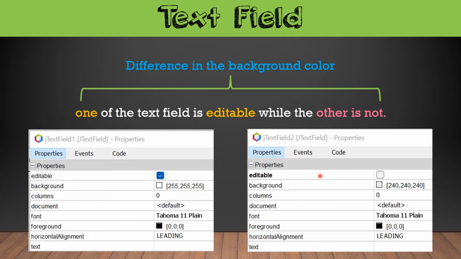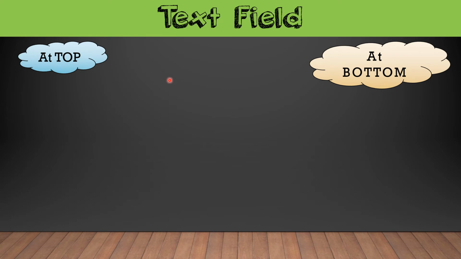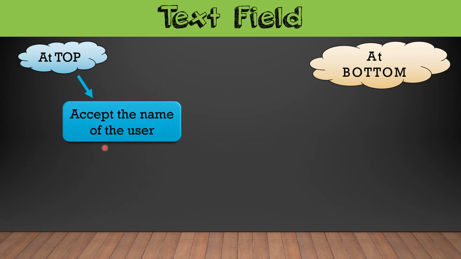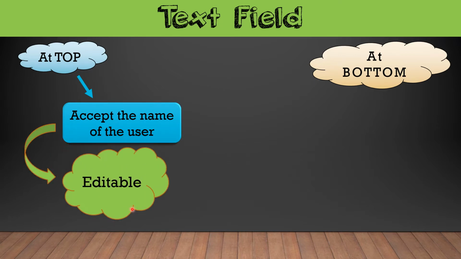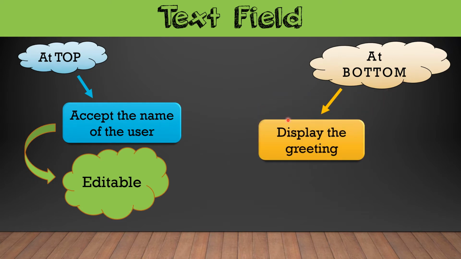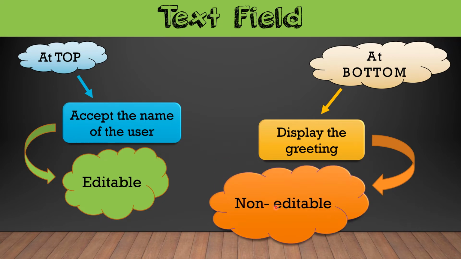So to indicate that it is not editable, it has the same background color as that of the design preview. The text field at the top will accept the name of the user. And since it has to accept something, means it has to accept the input, for this purpose we have set it as editable. Whereas the text field at the bottom has to display the greeting. So it has to be non-editable so that the user cannot edit the displayed greeting.